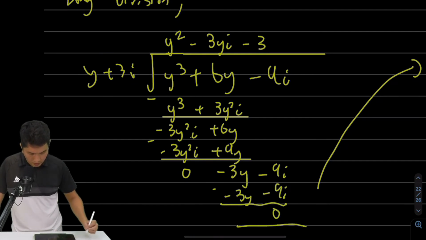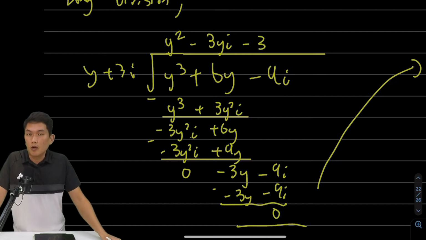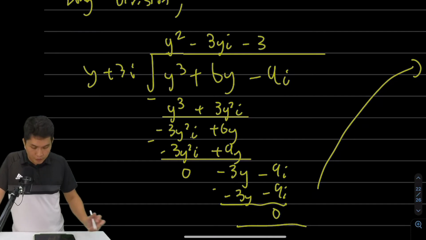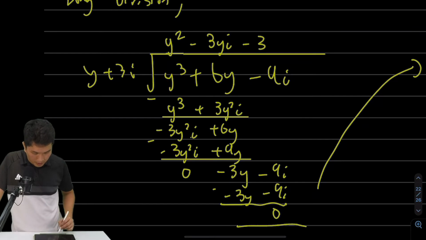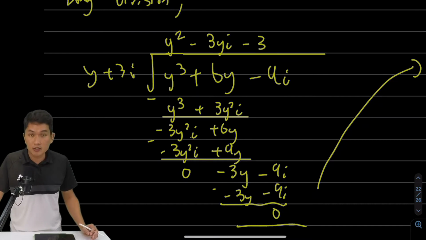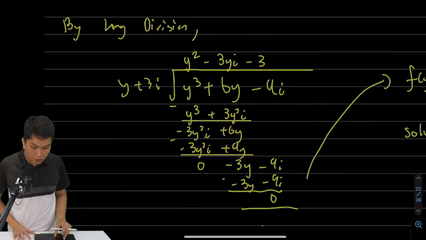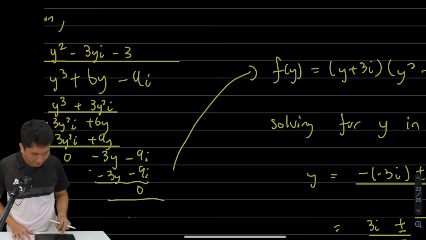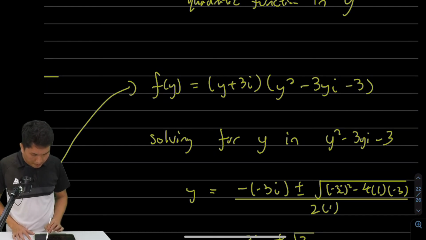So that's when I know negative 3i is a root of this one. If it's not a root, then I will get a remainder. And also, more importantly, this is my quadratic: y squared minus 3yi minus 3. So I hope that was a good revision on how to do long division of polynomials. So I can re-express my f of y as this and my quadratic in y.